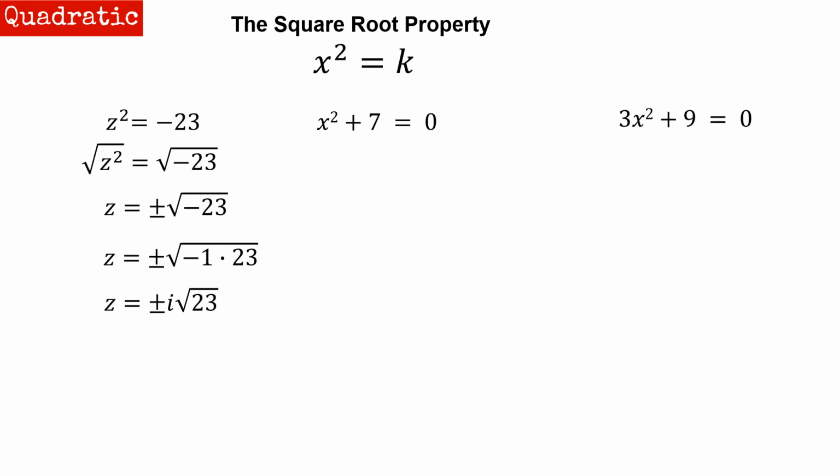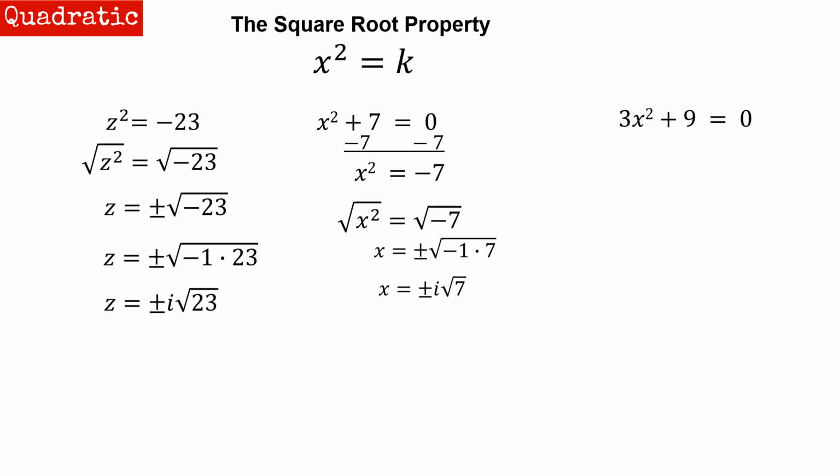X squared plus 7 equals 0. It's not in our form yet, but we can make it by just subtracting 7 on both sides. Now we have x squared equals negative 7, and it's ready for our square root property. Take the square root of both sides. We end up with x equals plus or minus the square root of negative 7, which is the same thing as the square root of negative 1 times 7. The square root of negative 1 is i, so our answer is going to be x equals plus or minus i, the square root of 7. Let's look at the last one.